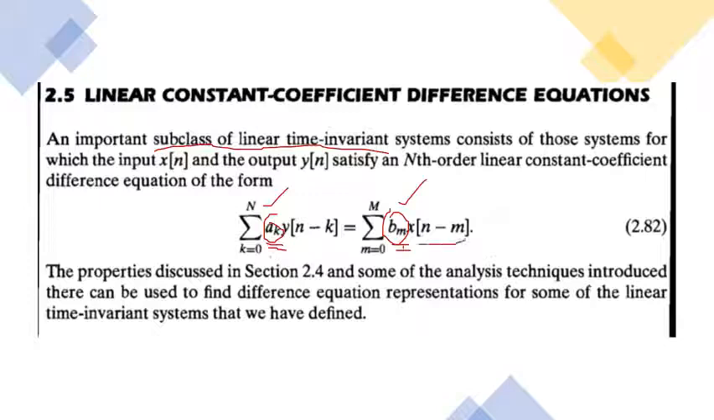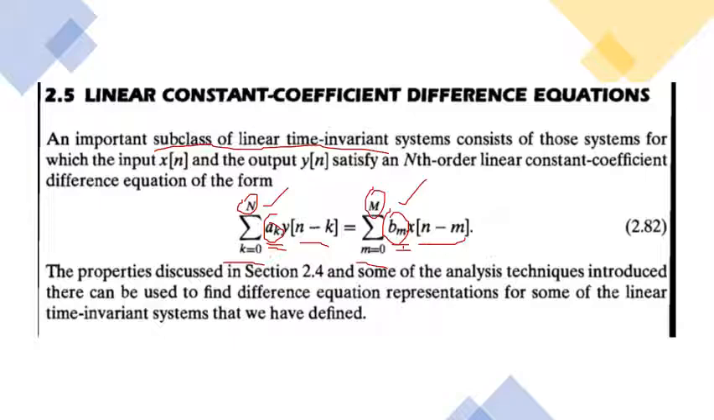If there is delay in the input, there will be delay in the output. If there is addition at the input, there will be addition at the output. So here the order of the input is M and the order of the output is N. So this equation is very simple. You must understand that the sum of all the inputs is equal to the sum of all the outputs.